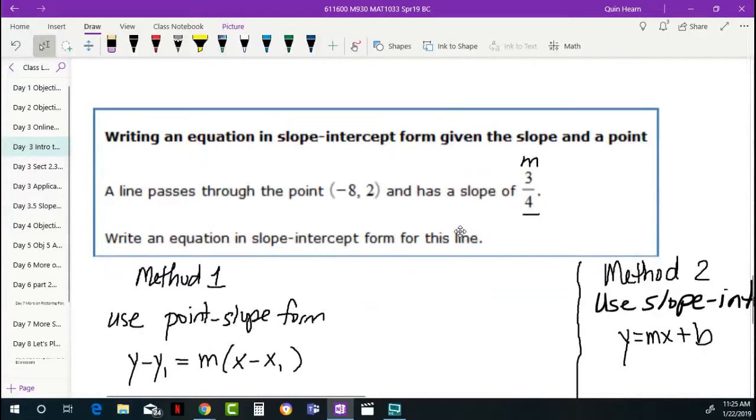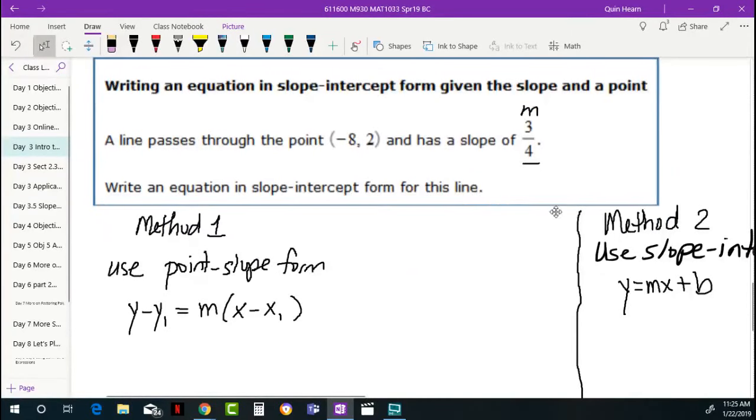All right, the next type of problem that we're going to look at is where we're given a point and a slope, and we're using the point slope form of a line to find the equation of the line. Turns out that as long as you know one point and the slope, you can always write the equation of a line, just like you can always graph the equation of a line.